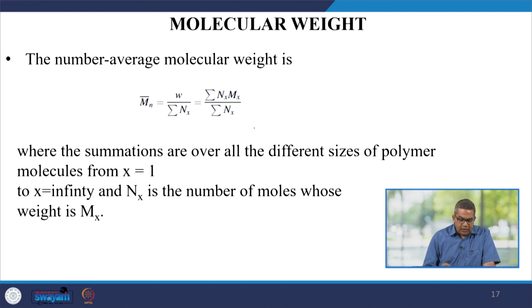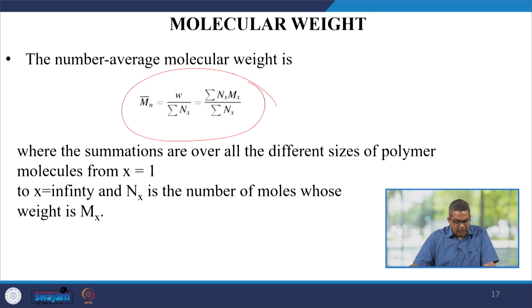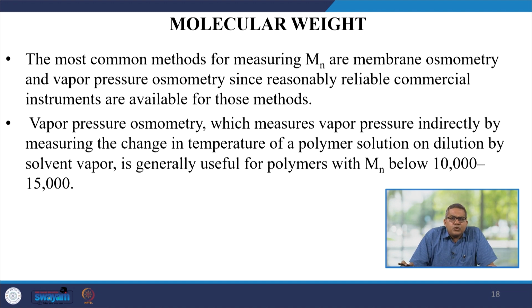So, the number average molecular weight is mathematically represented by this formula, where the summation over the different sizes of polymer molecules ranges from x equal to 1 to x equal to infinity, and nx is the number of moles whose weight is mx. The most common methods of measuring the number average molecular weight are membrane osmometry and vapor pressure osmometry, since reasonably reliable commercial instruments are available for those methods.